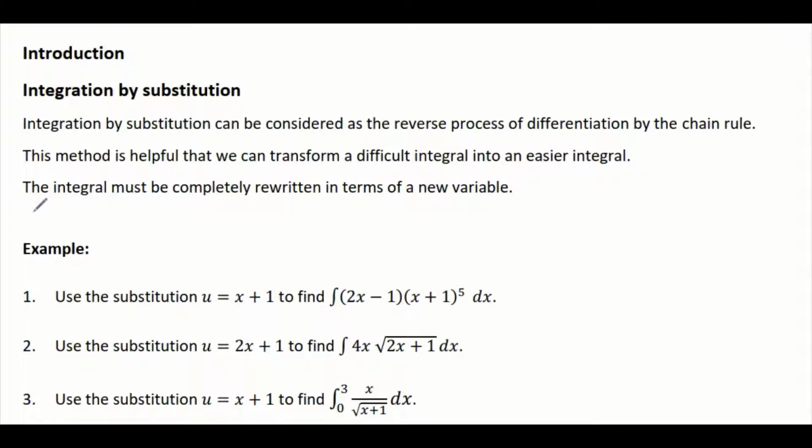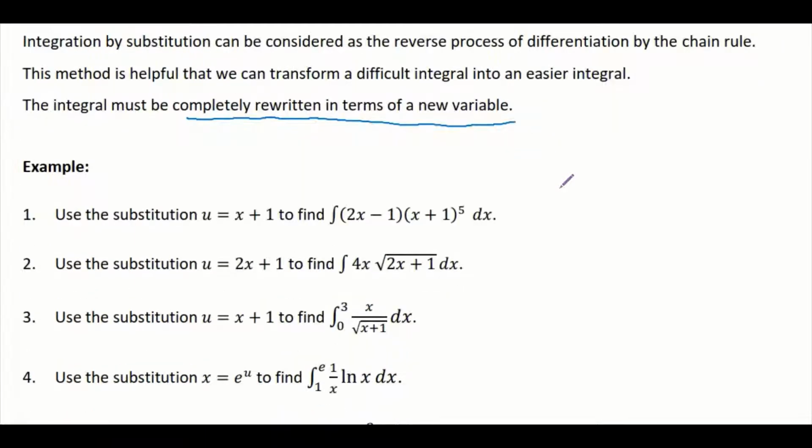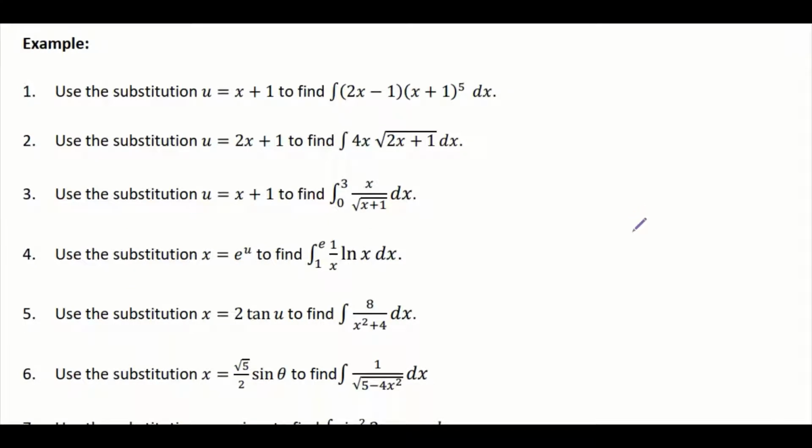Okay, so when you do integration by substitution, the integral must be completely rewritten in terms of the new variable. This is important. For example, if I have a function in the variable of x, but after I change it by substitution u, I must make sure that the whole equation becomes in terms of u. Okay, so that's the idea. There's no theory and so on for this part. It is mainly application, so we are going to look at a few examples for this section. Let's look at the first one, then I'll explain from there.